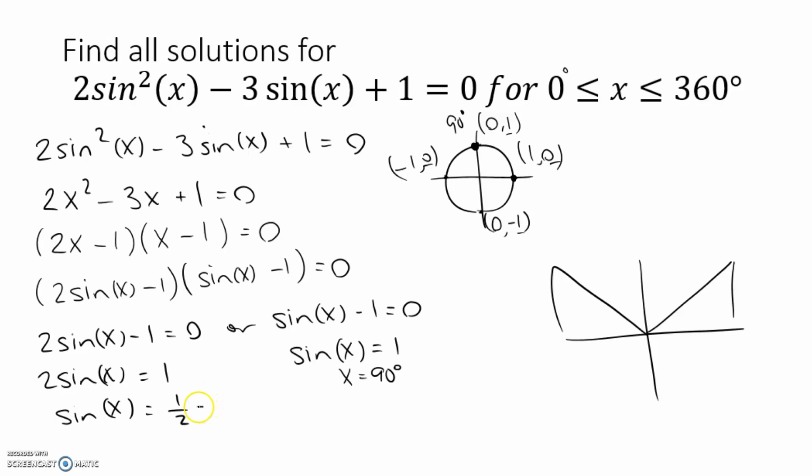Okay, so this is equal to y over r. So y will be 1, r will be 2, and this will be the square root of 3, and this one will be negative. Straight across, our 1s, this will be 30.